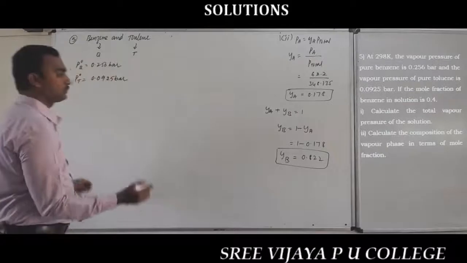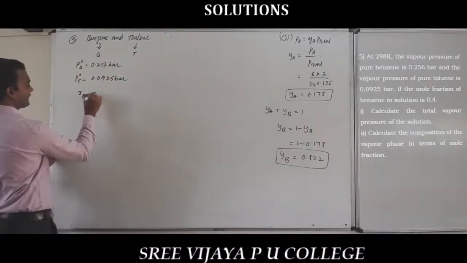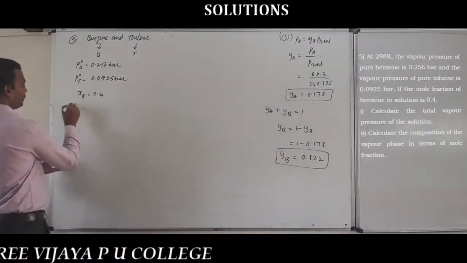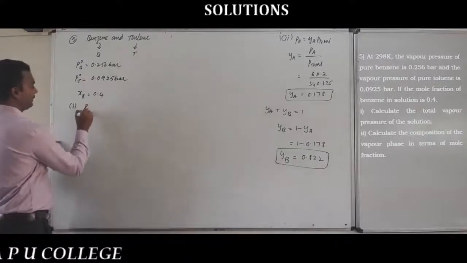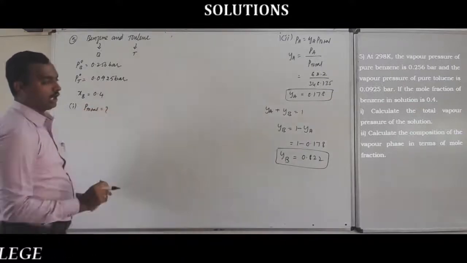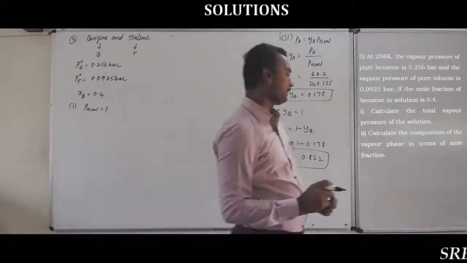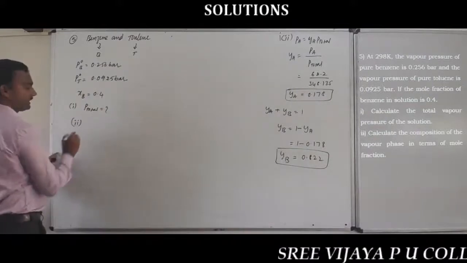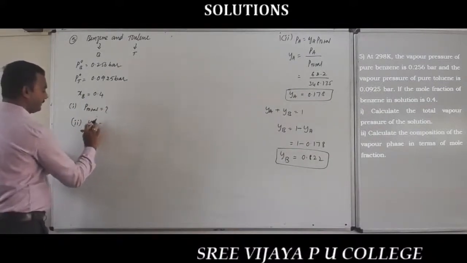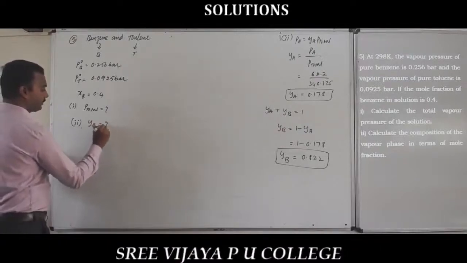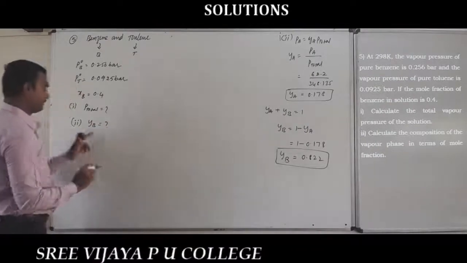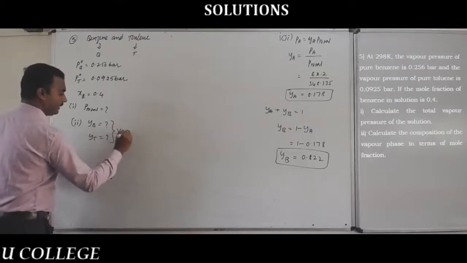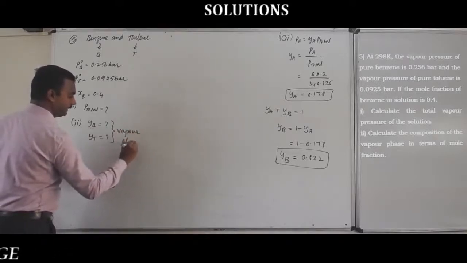The mole fraction of benzene is given, that is equal to 0.4. What do you have to calculate? The total vapor pressure of the solution, that is P total, we have to calculate. And one more thing you have to calculate is the composition of the vapor phase in terms of mole fraction. That is the mole fraction in vapor phase, Y composition, that is Yb. You have to calculate the mole fraction of component benzene in vapor phase and the mole fraction of component toluene in vapor phase. This is the mole fraction in vapor phase that we have to calculate.